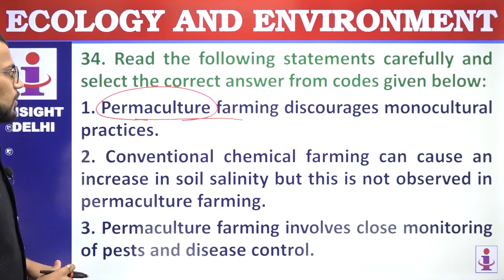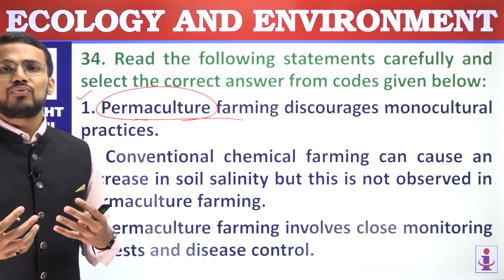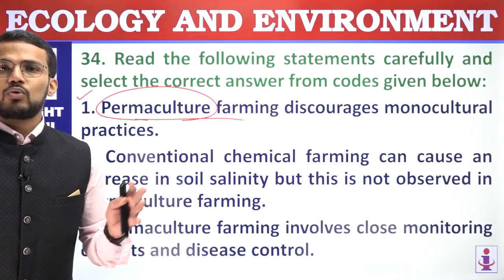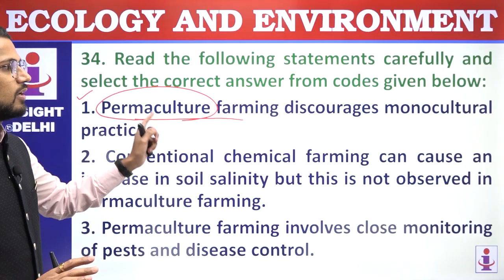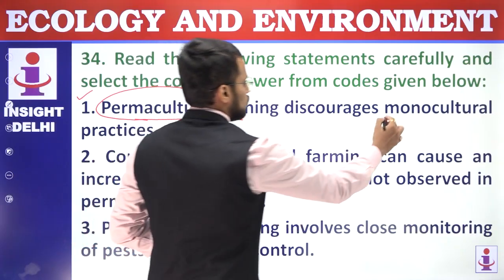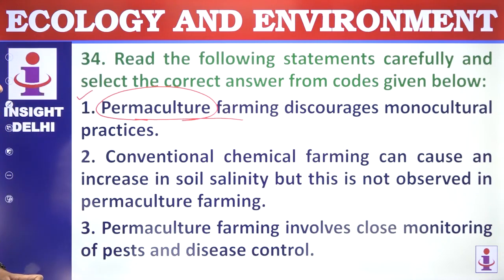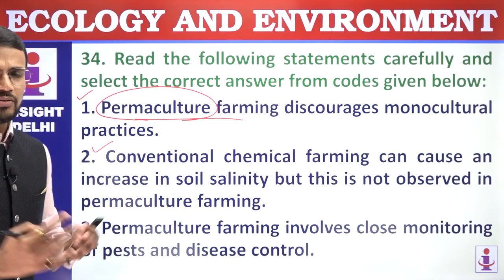So first statement, permaculture farming discourages monoculture practices, right? So this statement is correct because in natural farming, or in nature, it's not that all land will be occupied by the same crop. That will not be the case. And that's why in permaculture farming, there is a discouragement to monoculture. Correct statement. Second, conventional chemical farming can cause an increase in soil salinity, but this is not observed in permaculture farming because there is no use of chemical fertilizers.